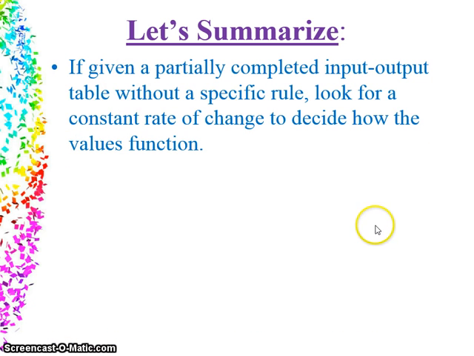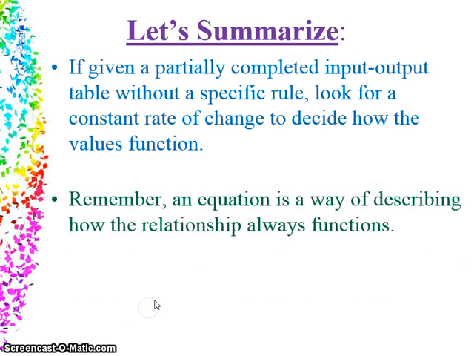So let's summarize. If given a partially completed input-output table without a specific rule, look for the constant rate of change to decide how the values function. You will then be able to finish the input-output chart.